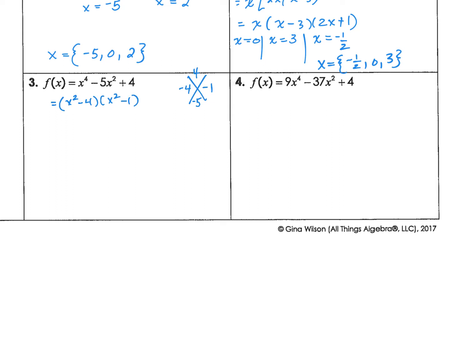X plus and x minus, right? So this becomes what? Yep, x plus 2, x minus 2. And then the other one becomes what? X plus 1, x minus 1. All right, so there are all my linear factors, correct? So now what?